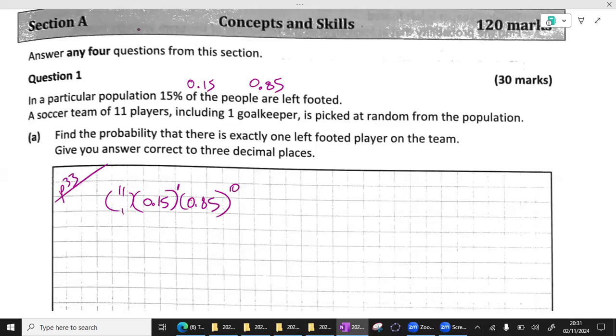So let's work this out. 11 choose 1 is 11. Anything to the power of 1, of course, is itself. And then we have 0.85 to the power of 10. That works out to be 0.19687, etc. Multiplying the 3 of them together, I'm getting an answer of 0.32484, etc. Now to 3 decimal places, 0.325.